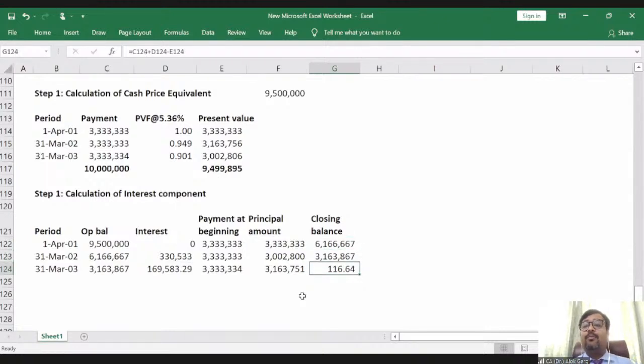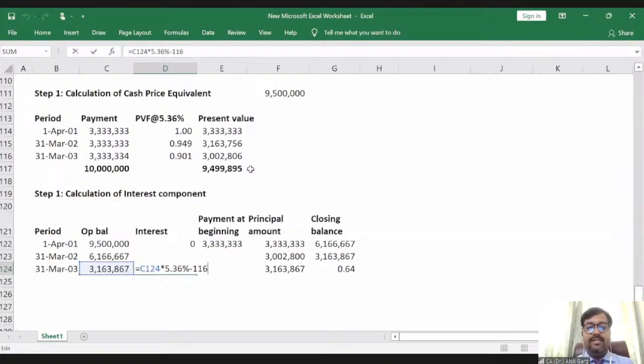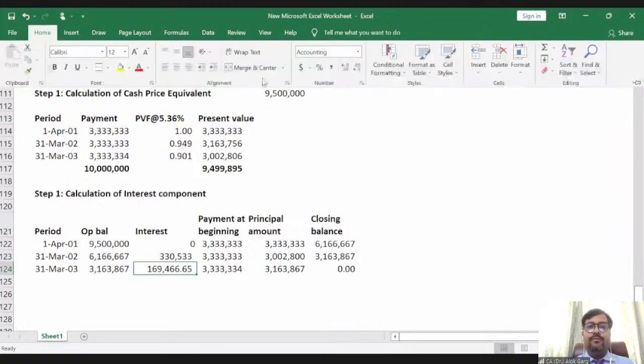Why is this 116 rupees coming? This 116 rupees is coming because I have rounded off this to 95 lakh. If I take the exact amount, this will not come, right? So let's adjust this particular thing into your interest portion, for example. So this is, let's say, minus 116, right? 116.64. So you can do that, right? Is it clear? Is it clear to all of you, friends?